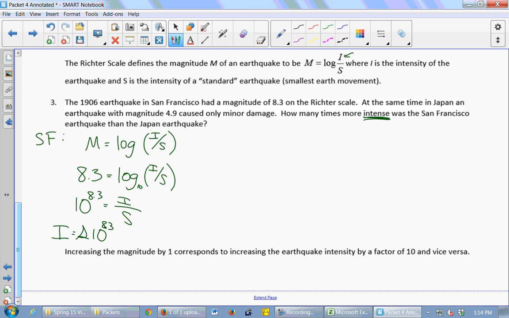I changed my S's to cursive because sometimes I get confused with fives. Okay, so S times 10 to the 8.3. That's San Francisco. All right, now let's look at the Japan earthquake.